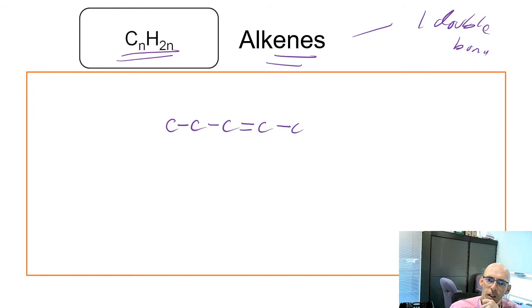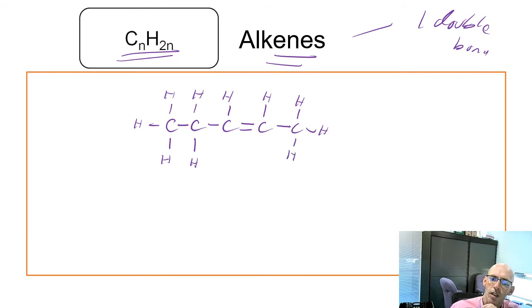Next thing I'm going to do is put hydrogens on. This carbon at the end needs 3 hydrogens to make its 4 bonds. This carbon needs 2 hydrogens. This carbon already has 3 bonds, so I'm just going to add 1 on. This carbon has 3 bonds, so I'm going to add 1 on. And this carbon at the end only has 1 bond, so I'm going to add 3 on.